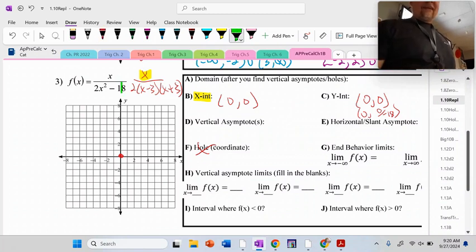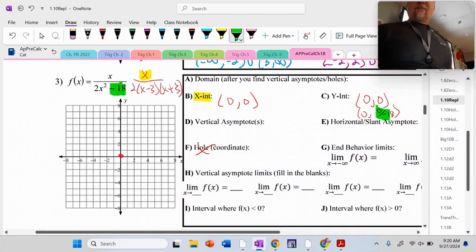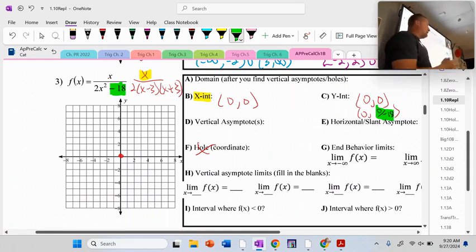All right, and then that's that. That's where we got this from. Okay, that's how you find a y-intercept.